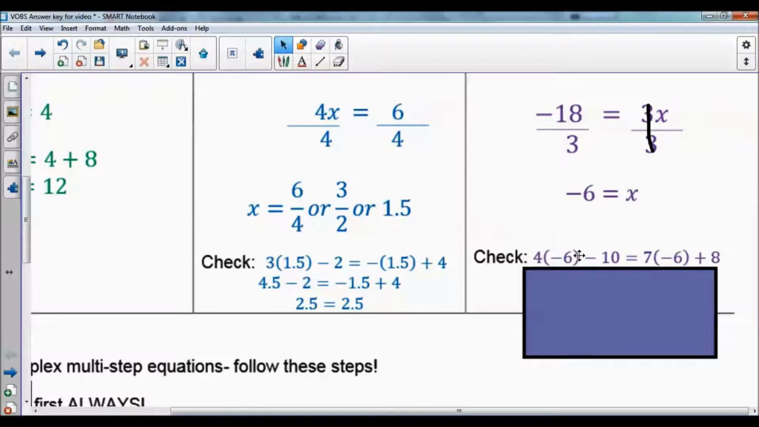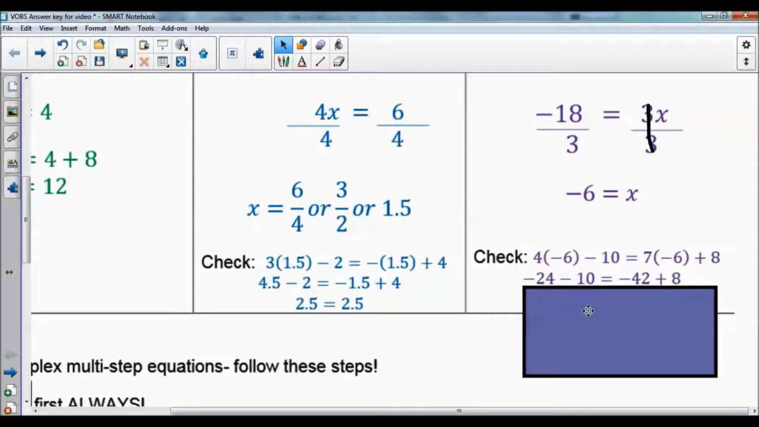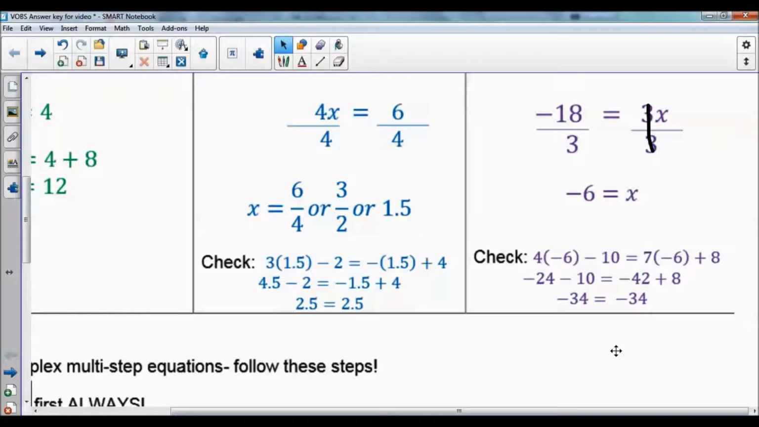So then 4 times negative 6 is negative 24 minus 10. 7 times negative 6 is negative 42, and then we solve this plus 8. So then both sides of this equation are going to be equal to negative 34.